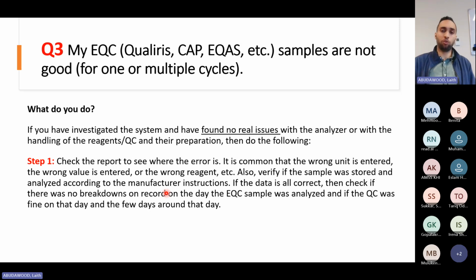Now, before moving into question 3, does anyone have any questions about the second question that we discussed? Any point that is not clear that you wish me to repeat? Yes, Salim. Yeah, hi Laith. How are you? Hello, Salim. Ya ahlan, ya ahlan.